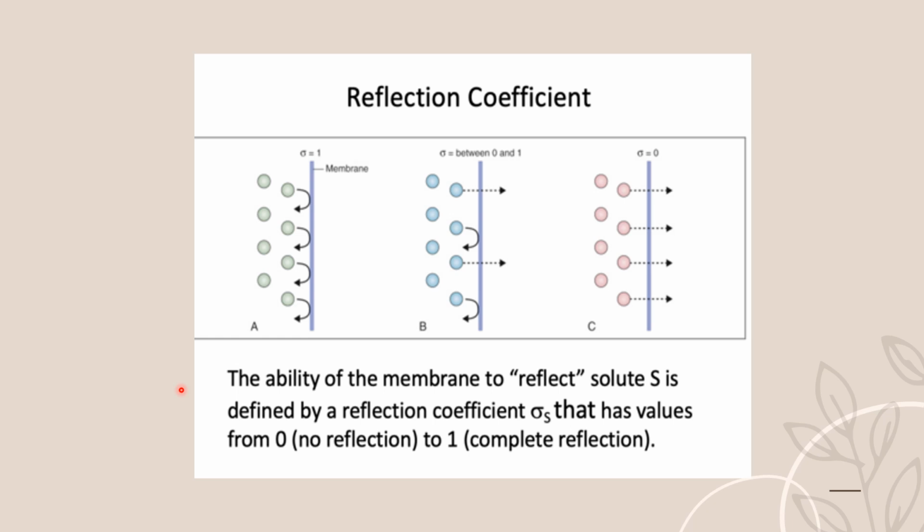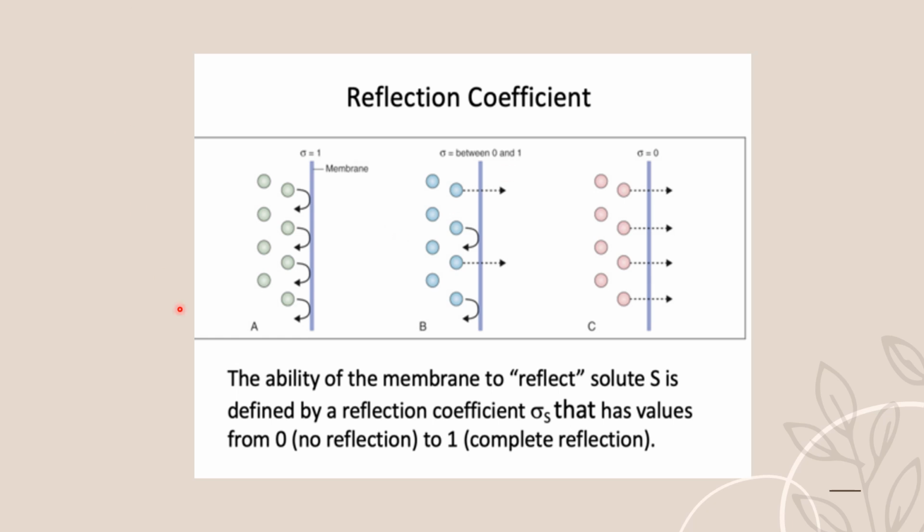Okay, so what is reflection coefficient? It is the ability of the membrane to reflect the solute. It is known as the reflection coefficient. That we told that membrane is not permeable to solute. It is not permeable. But whether it is totally impermeable or some permeability is there, so that will be defined by the reflection coefficient. And this reflection coefficient, it actually varies from 0 to 1.